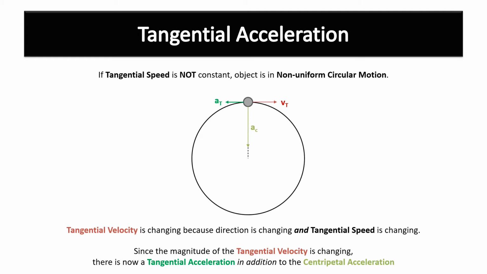The tangential velocity is changing because the direction is changing and the tangential speed is changing. Since the magnitude of the tangential velocity is changing, there is now a tangential acceleration in addition to the centripetal acceleration. See these two? Whoa, nice.